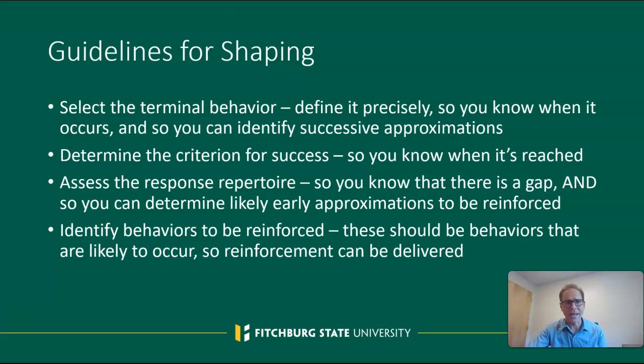There are a number of guidelines for shaping so that we make sure that we use it effectively. The first is to actually select the terminal behavior. Ultimately, what is the performance that we're looking for? What does that behavior actually look like when we say, yes, that's it, we've arrived? We want to define it precisely, both so that we know it when it occurs, but also so that we can identify successive approximations and anticipate what they might look like. On a related level, we want to determine the criterion for success. So it's great that we know what the terminal behavior looks like, but to what degree do we need it to occur?